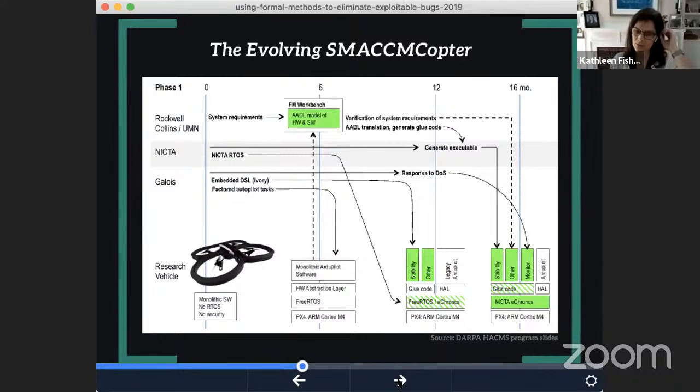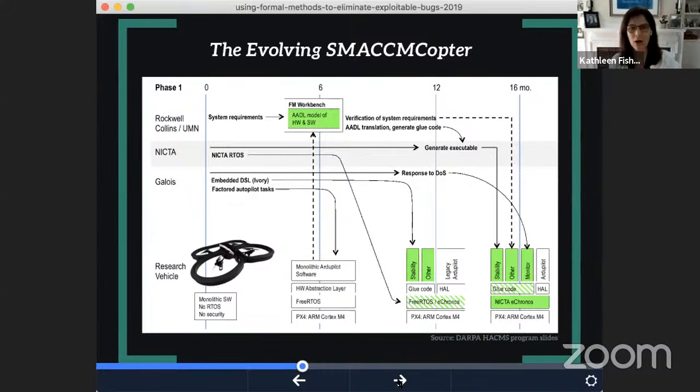So NICTA, which is now Data 61, started working on replacing the FreeRTOS with eChronos, which is a verified real-time operating system. Galois got to work designing a couple of domain-specific languages embedded in Haskell. The Ivory domain-specific language is a sub-Turing complete language that allowed them to generate fragments of C along with proof obligations that would allow them to prove that the C code running on the quadcopter was memory safe, for example.